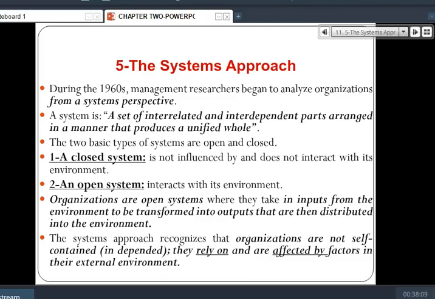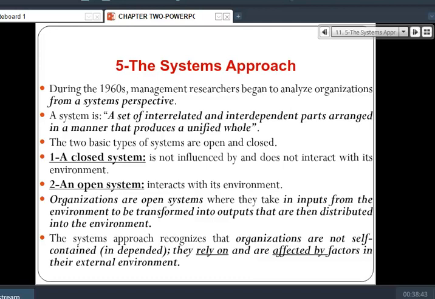Number five is the systems approach. What is the systems approach? When was this approach established? In the 1960s, management researchers began to analyze organizations from a systems perspective. They started thinking, why don't we look at management in a systematic way?